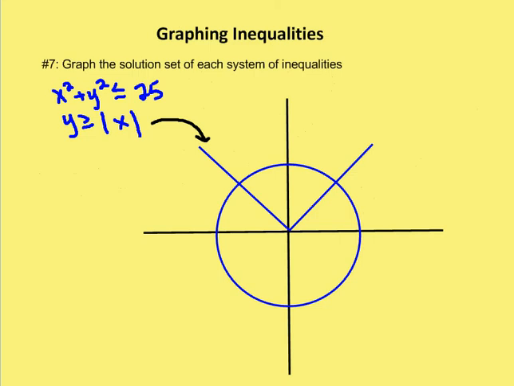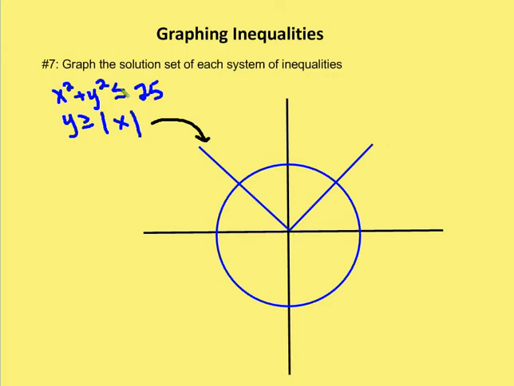In the next problem, similar problem, we have to graph the solution set of each system of inequalities. We have x squared plus y squared is less than or equal to 25, and y is greater than or equal to the absolute value of x. So we graph x squared plus y squared is equal to 25, and we end up with this circle here, a circle with a center at 0, 0 and a radius of 5. And then we graph y is equal to the absolute value of x. It looks like this V shape here with its vertex at the origin.